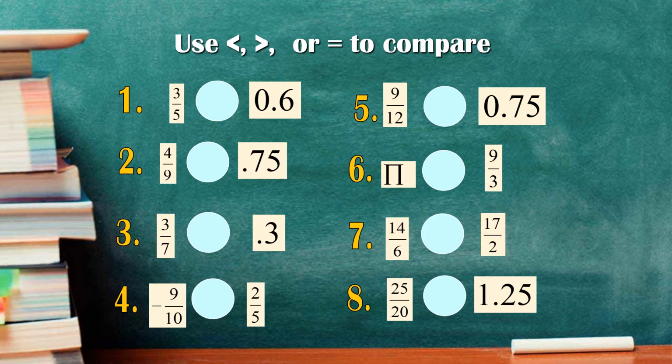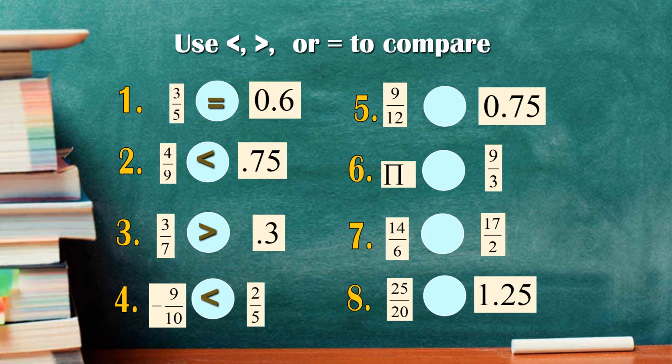Yes. For number 1, 3 over 5 and 6 tenths. So the answer is equal. Yes, they are equal. 3 divided by 5 is also 6 tenths. Number 2, yes, less than. 4 over 9 is less than 75 hundredths. Number 3, yes, greater than. 3 over 7 is greater than 3 tenths.